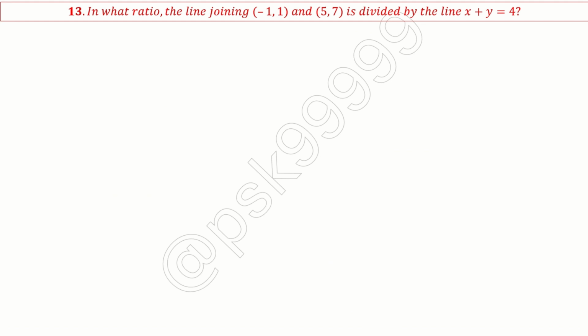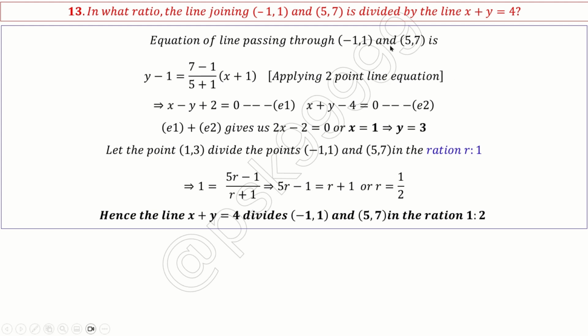In what ratio the line joining minus 1 comma 1 and 5 comma 7 is divided by x plus y equal to 4. Okay. So first thing is find the line equation of minus 1 comma 1 and 5 comma 7. Then solve the two equations, you get the point. Now that point is dividing this in the ratio m is to n, right? So equation of the line passing through this one is nothing but y minus 1 equal to 7 minus 1 by 5 plus 1 into x plus 1, applying 2-point line equation. So that is nothing but x minus y plus 2 equal to 0. And second equation is x plus y minus 4 equal to 0. If I solve these two, I get x equal to 1, y equal to 3.